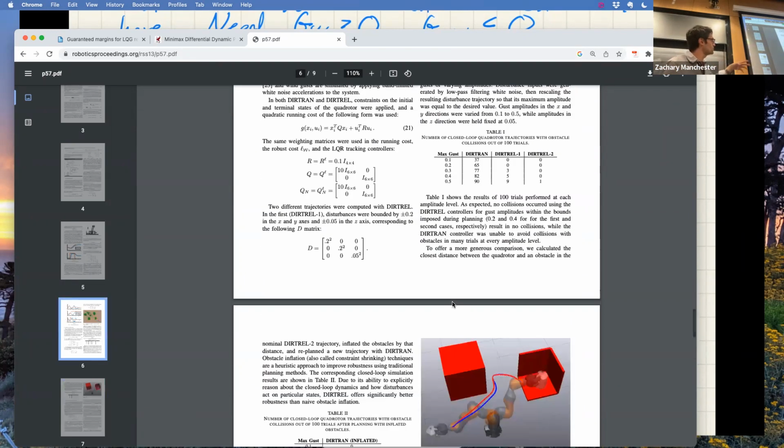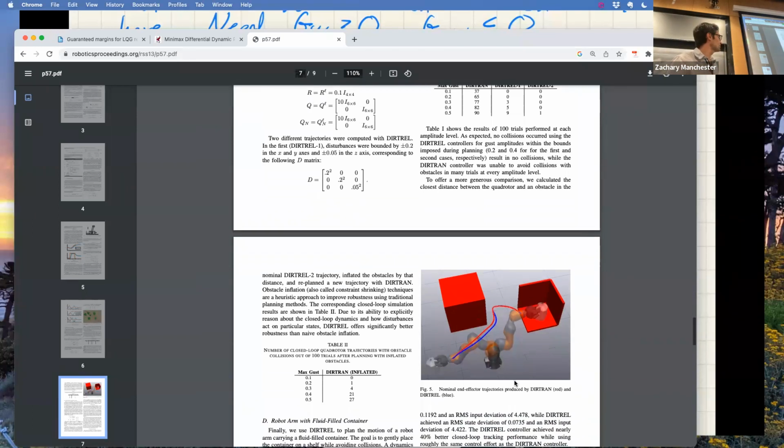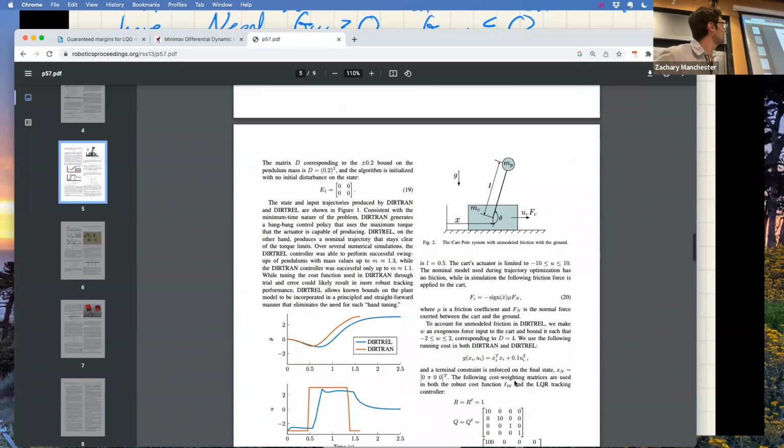Anyway, that's it. So there's cool ideas. Oh, this was a fun one too. It's a milk jug with fluid slosh that you didn't have a model for. So you bound the fluid slosh behavior, and try to get it to wave the thing around with an arm. Anyway, cool. That's it.